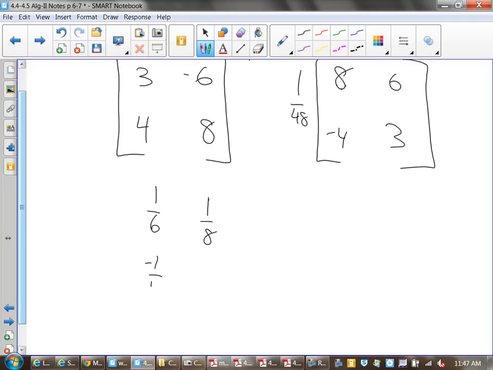Negative 1/12? Yeah. And then 1/16. You should be able to do simple fractions like that. You should know how to divide by 3. Sure. Hope so. That's an easy fraction. 1 divided by 3.